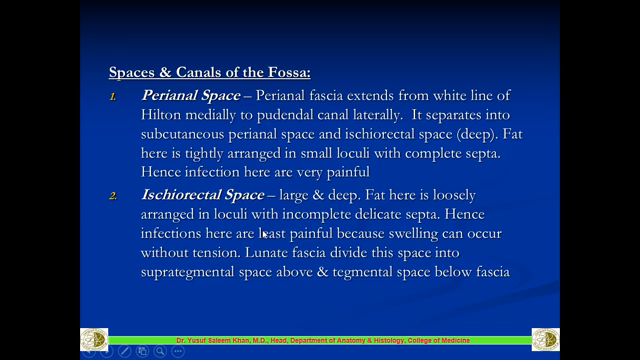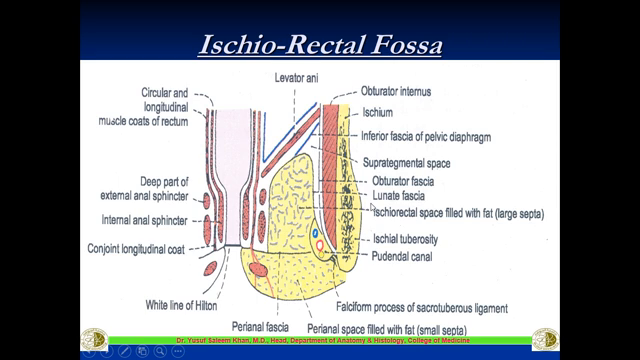So this is the ischiorectal space, which is large and deep, and fat here is loosely arranged in loculi with incomplete delicate septa. So that is the difference. Here they are small loculi with complete septas, and they are tightly arranged. Here they are loosely arranged and they are present in loculi, but incomplete delicate septas are there. So it is not completely filled with fat, so a lot of spaces are there, and the fat is also loosely arranged, as well as there are incomplete septas.